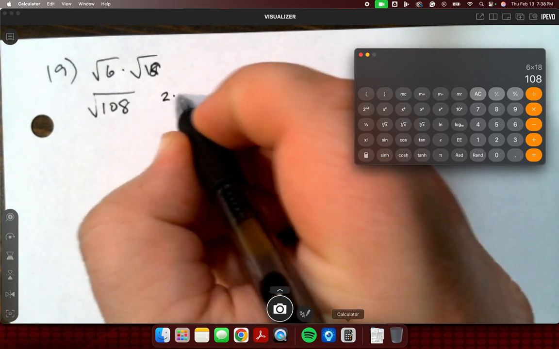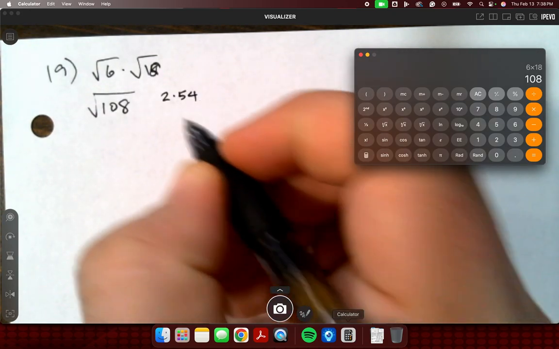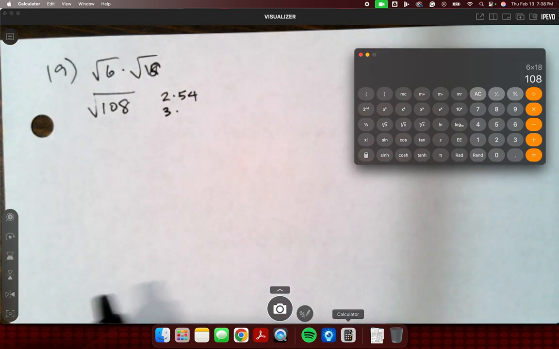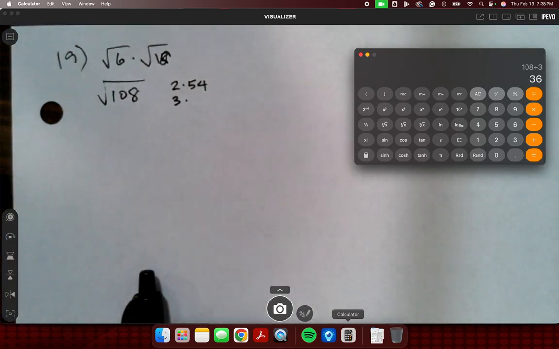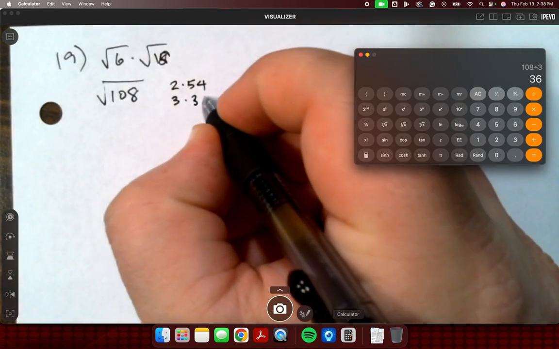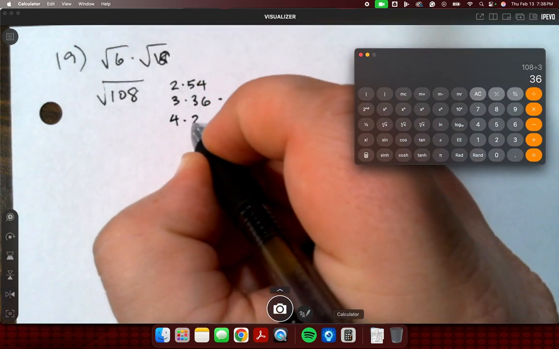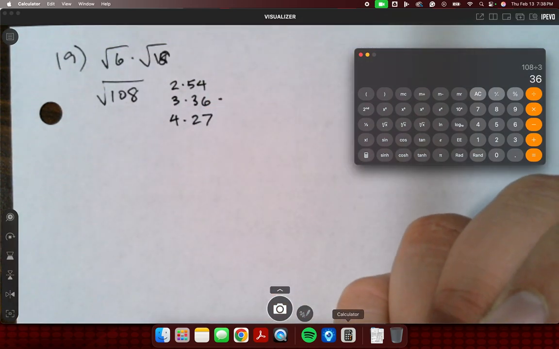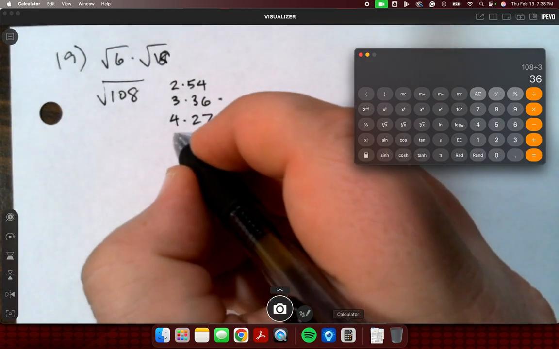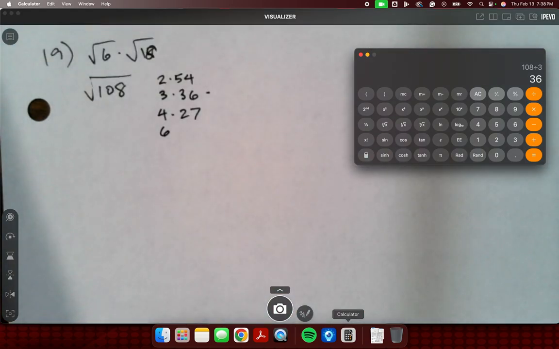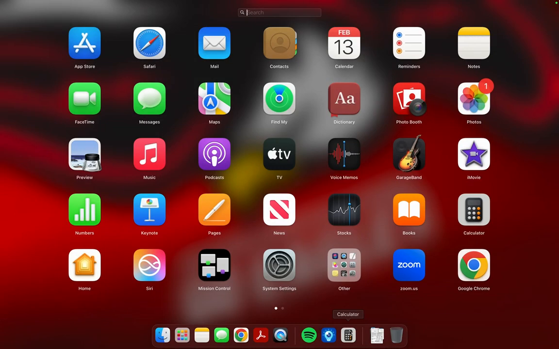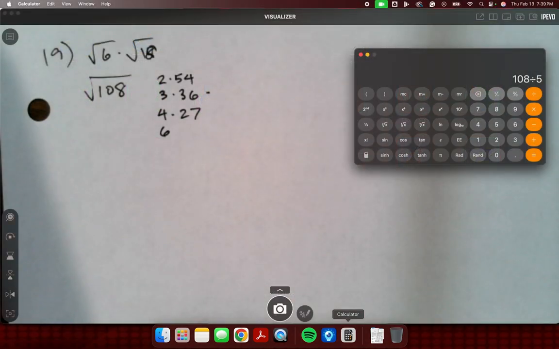So we know that's even. So 2 times 54. And also 3 works. Let's see, 108 divided by 3 is 36. Hey, there's a perfect square, so this could be our 1. 4 works. It'd be 4 times 27. 5 doesn't work. 6 does. Let's see, 108 divided by 6 is 18.